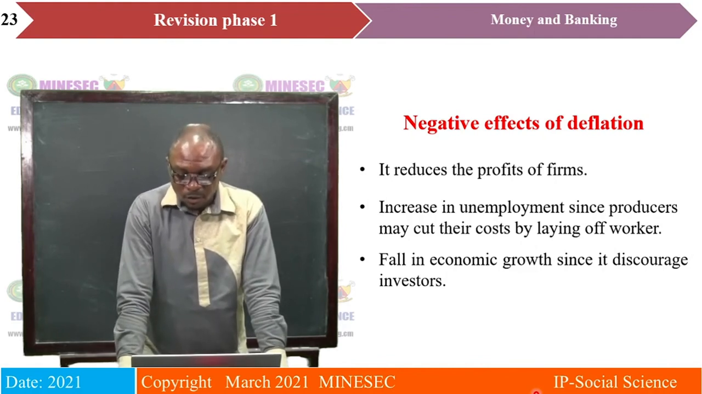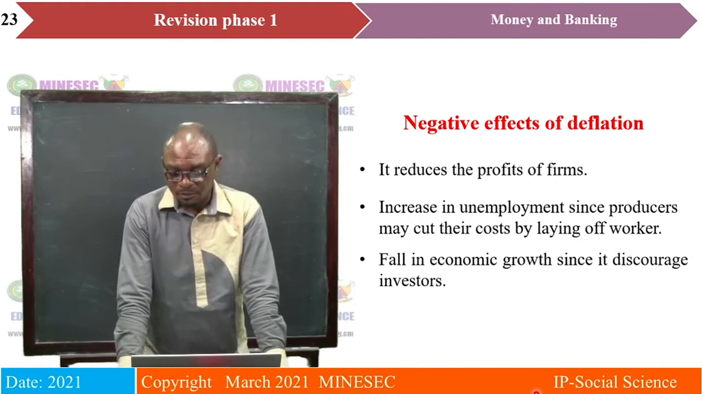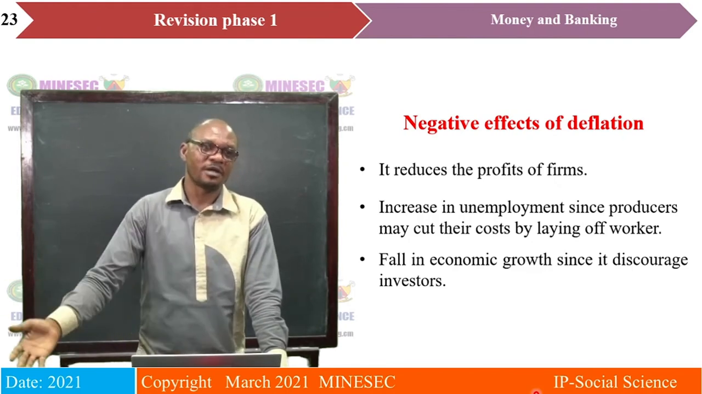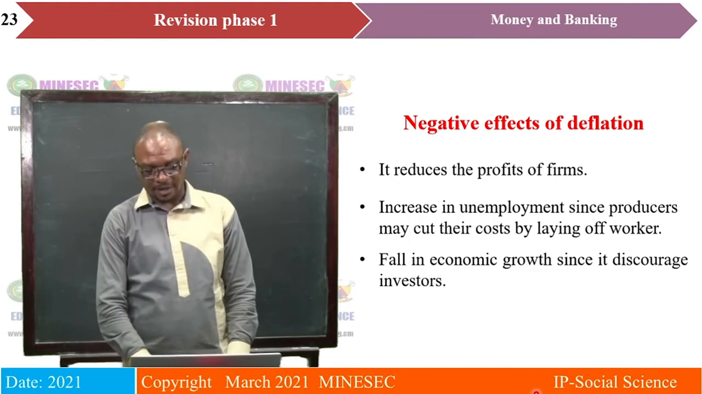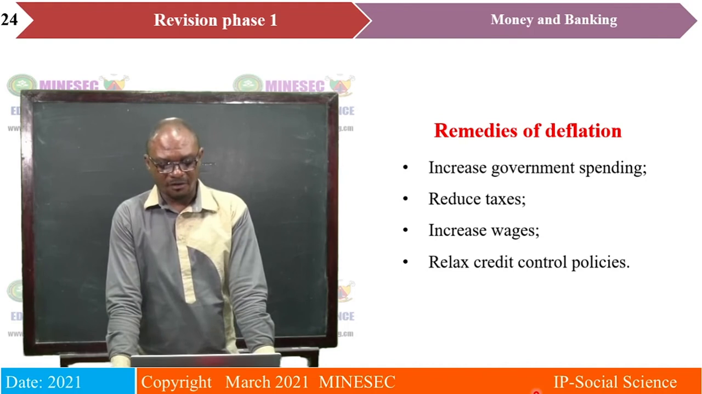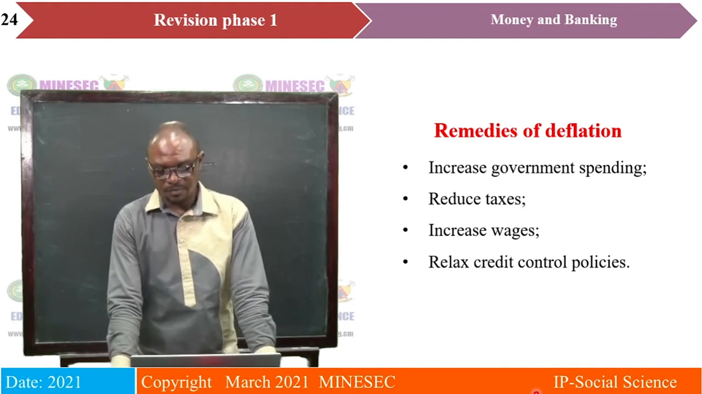And when there is growth, then it means that more jobs will be created. When there is growth, it means that standard of living will improve. But a fall in price level actually prevents the economy from growing, and that reduces standard of living in the economy. So how then can the government prevent deflation or reduce deflation?